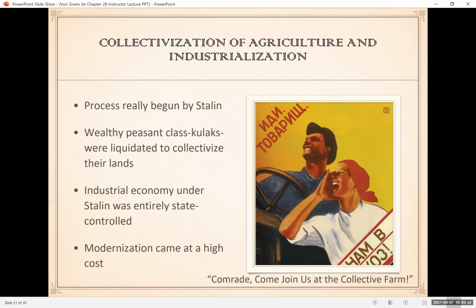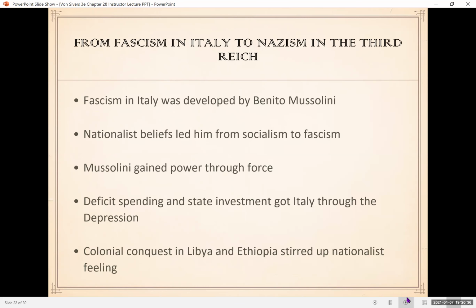Everyone was afraid of Comrade Stalin. So now we get into a second totalitarian movement, and that is fascism. Now, fascism was entirely made up by one man, Benito Mussolini. He'll have some thinkers that will come along and help him later on, but it is Mussolini who comes up with the idea.